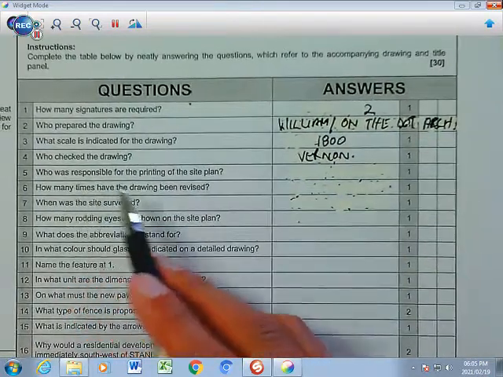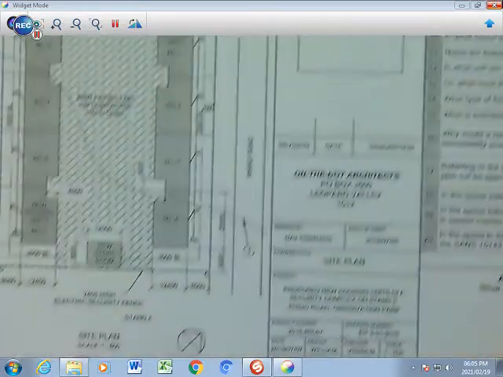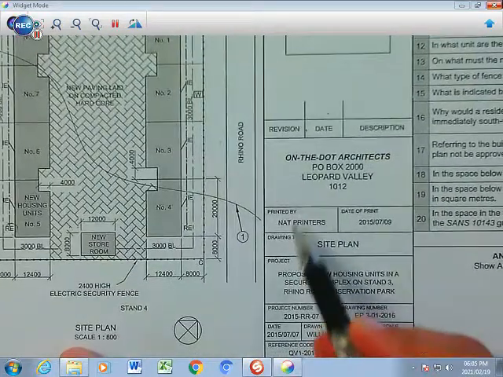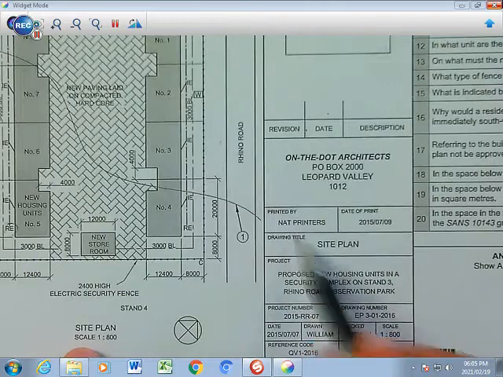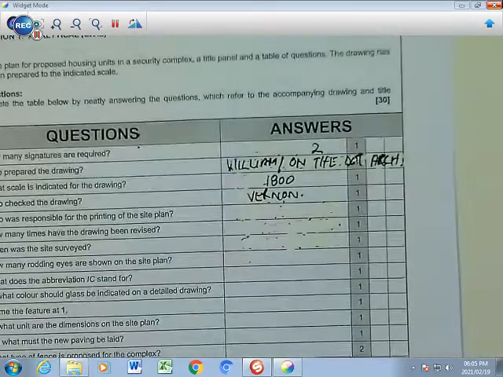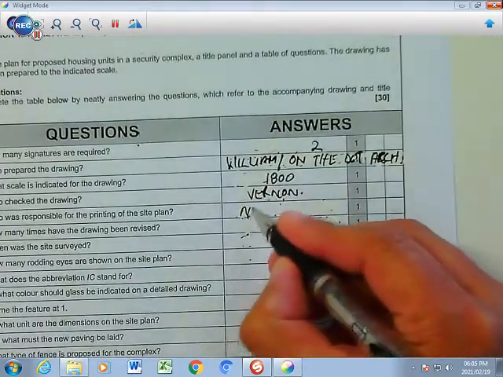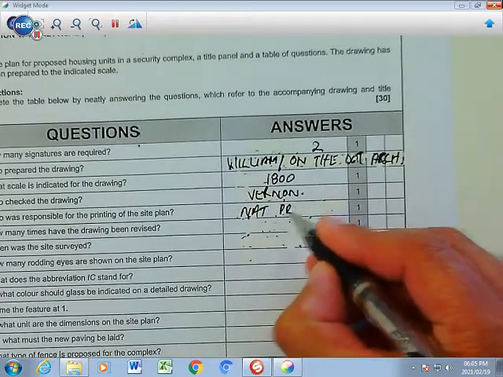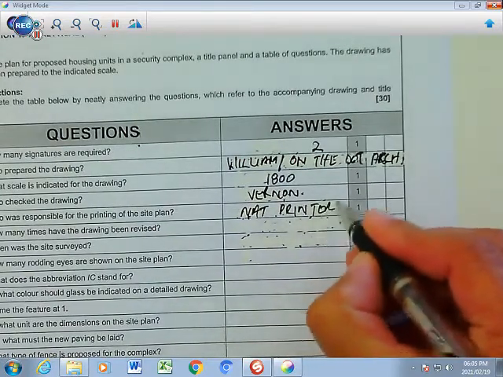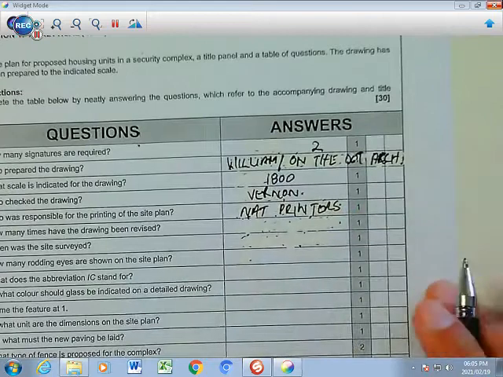Who was responsible for the printing of the site plan? We go down to our title bar again. It's Nat Printers. So you can write there Nat Printers. They're responsible for printing.